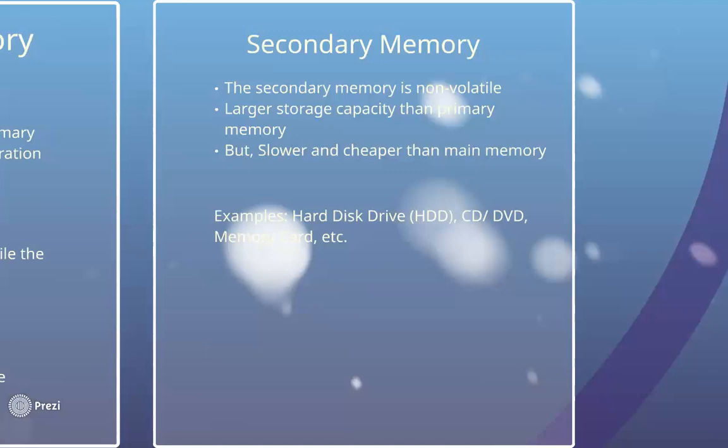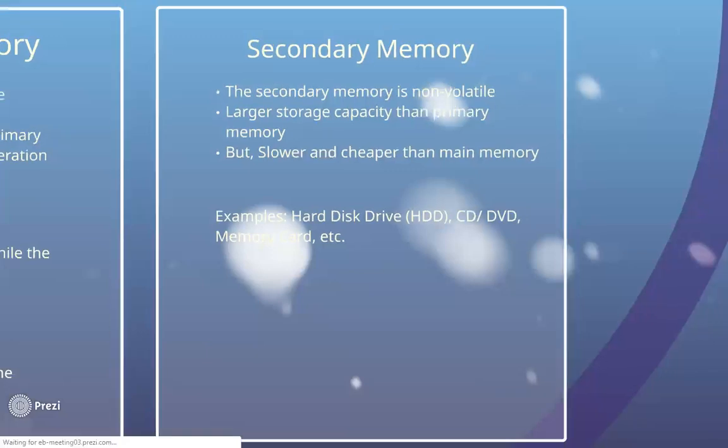So what are the examples of secondary memory? Hard disk drive, CD, DVD. What is the full form of CD? It is compact disc. DVD, digital versatile disc. Memory cards are there, which we can use. We have pen drives, we have flash drives. So these are the examples of secondary memory.